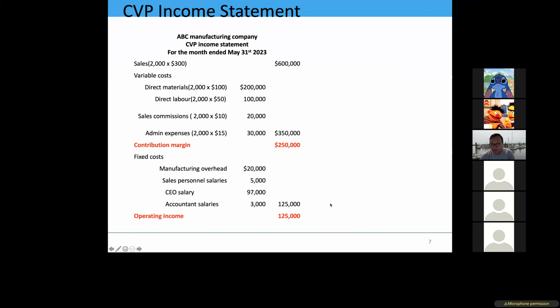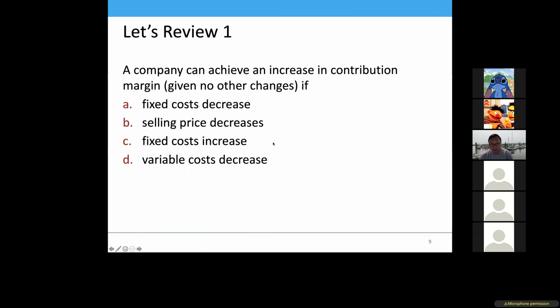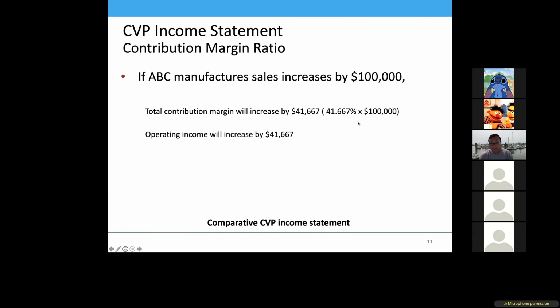Are you convinced by this? Good. You need to learn how to use Excel. You build a template, and then when you change the number, all the other boxes change correspondingly. So make sure you learn how to use Excel. You see how useful this contribution margin ratio is. When you talk about change, you can use this contribution margin ratio.